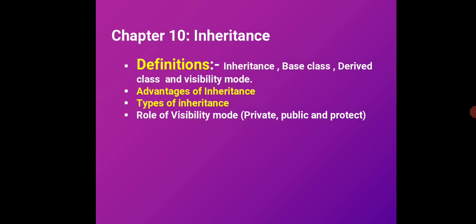Okay. The next is the inheritance chapter. Here, inheritance definition, base class, derived class and visibility mode. And next are the advantages of inheritance and types of inheritance. Okay, there are 5 types. You can write with diagrams, it is compulsory for inheritance. 5 types of inheritance: single level inheritance, multi-level inheritance, multiple inheritance, hierarchical inheritance, hybrid inheritance.